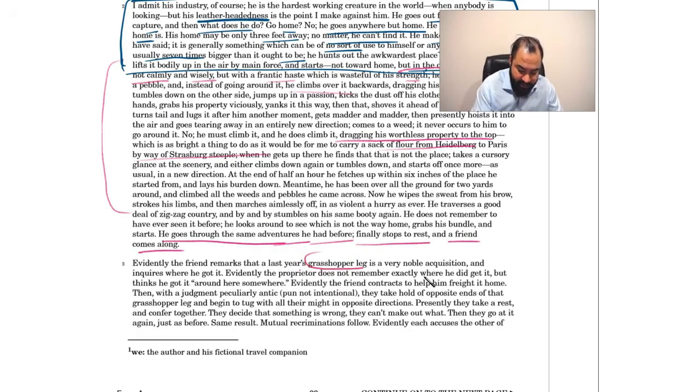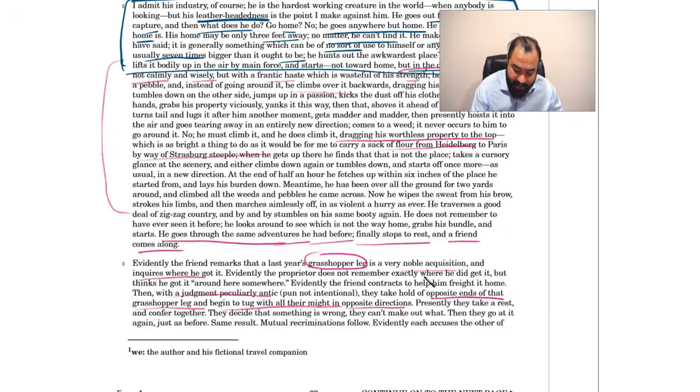And when the friend comes, the friend is not smarter. The friend says, wow, you got such a noble acquisition, you have a grasshopper's leg. That must be really awesome. So the friend is also not smart. Then he inquires, where did you get it from, buddy? Evidently the proprietor doesn't even remember where he got it from. So then, with a judgment peculiarly antic, they take hold of opposite ends of that grasshopper's leg and begin to tug with all their might in opposite directions. So they pick it up, both friends, pulling in opposite directions. It's a pretty funny story.